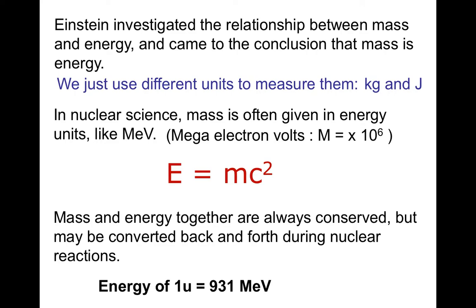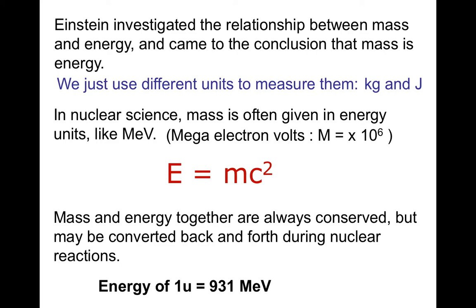So there you have E equals mc squared. E is your energy, as we've always known, m is your mass, and c is the speed of light in a vacuum. Einstein came up with this relationship that the energy is equal to the mass times the speed of light squared in a vacuum. Things to remember here: mass and energy together are always conserved, but may be converted back and forth during nuclear reactions.